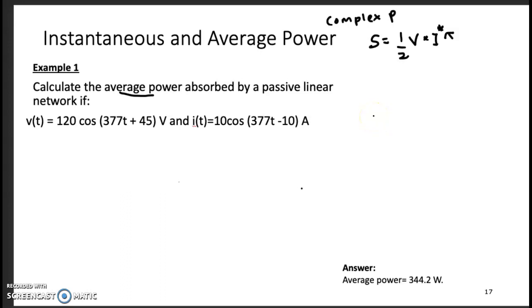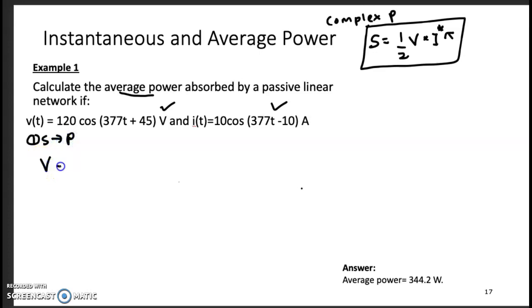Okay, so let's go to the first example of the complex power. We are given V and I in sinusoid form. We are going to solve this one using the complex power formula, that is S equals half V multiplied by the complex conjugate of the current. First step, change the sinusoid to phasor.